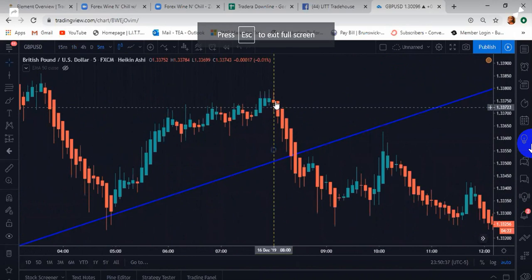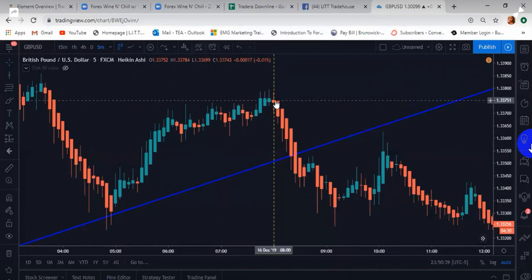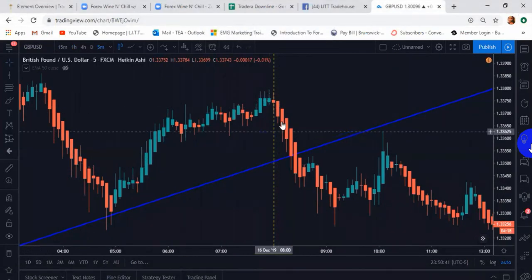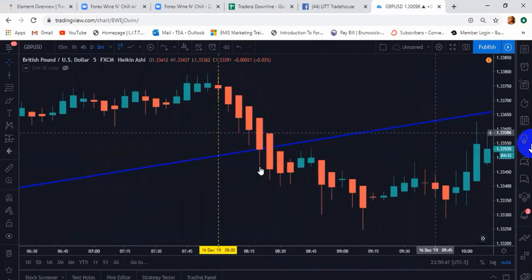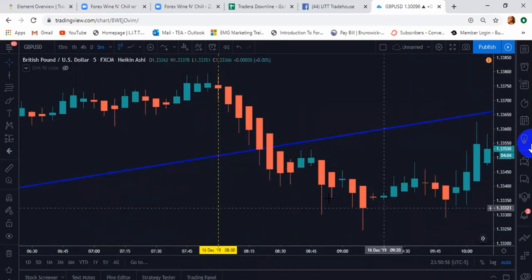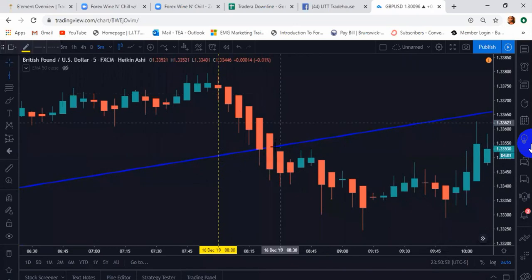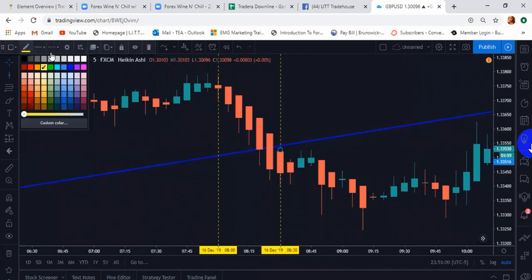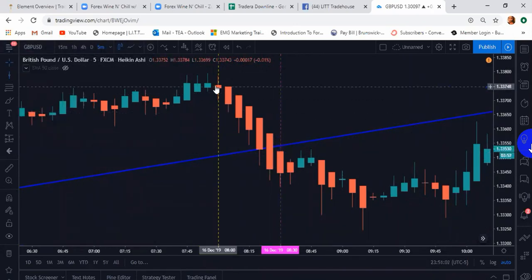So guess what? I'm not selling right here. You see what I mean? You sit on your hands until you completely see a candle that's going in your direction. So you're looking for selling opportunities that has completely closed below your trend line. You understand? This is your entry candle right here. That's your entry candle, not here, because guess what? I'm not taking a chance.